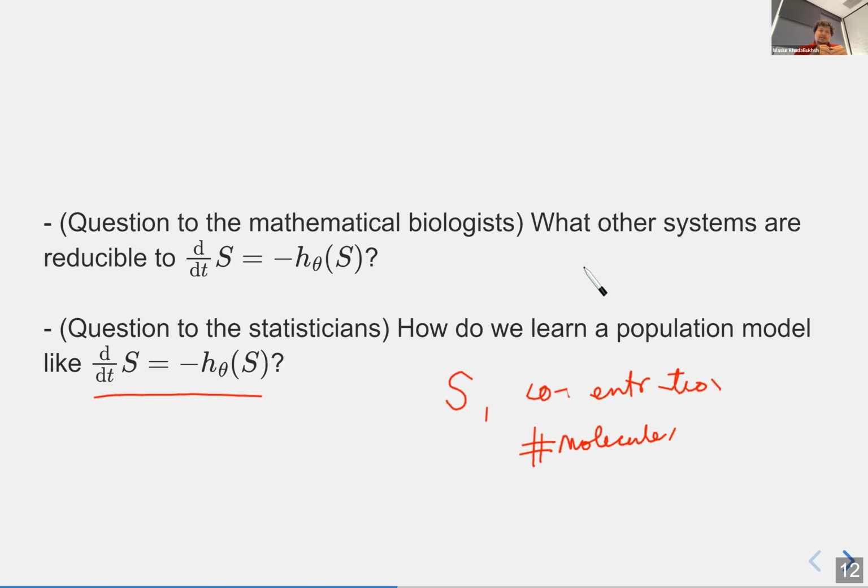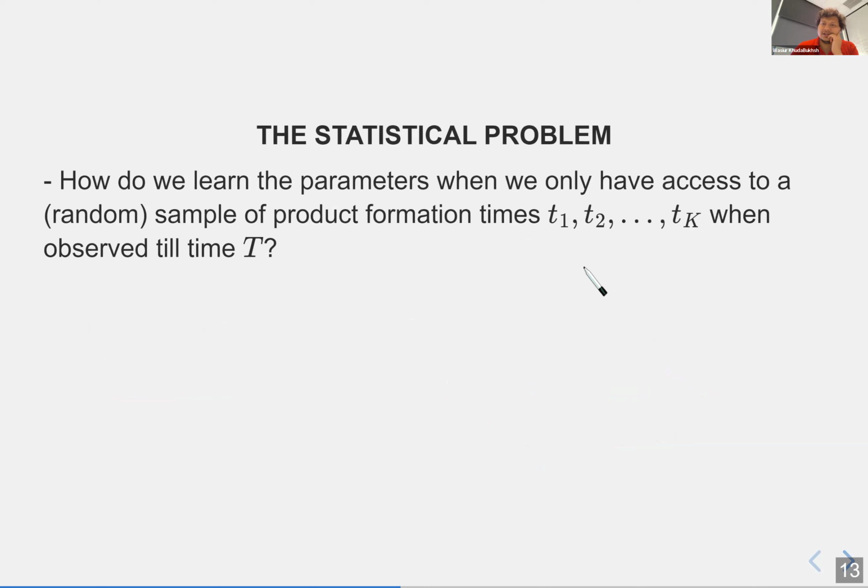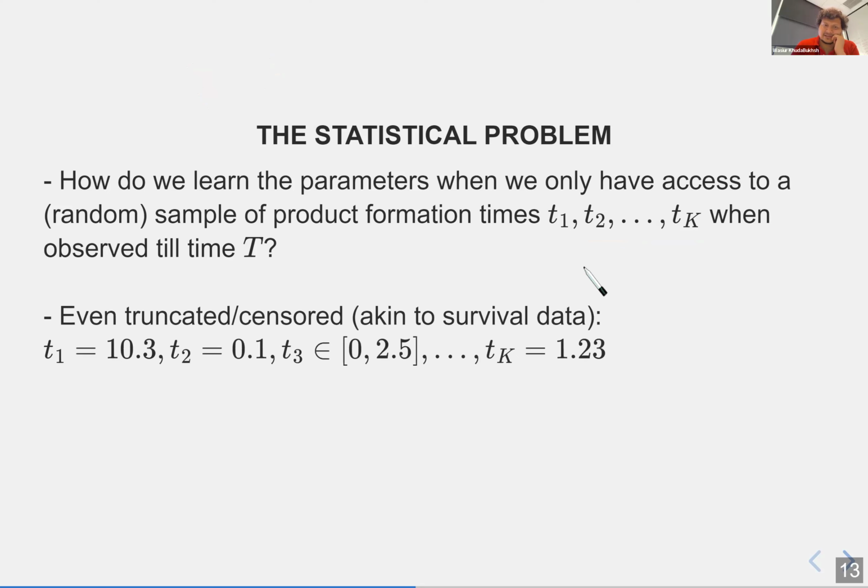And I'm not talking about not observing at all times, but not observing at all. So if you don't observe your population at all, but let's say you have access to a random sample of product formation times. So I have this reaction, and I don't observe the population size of S, either in the form of concentration or count at all, but I only know some time points when some molecules of P were produced, observed up to some time point. So how do you then learn such a system?